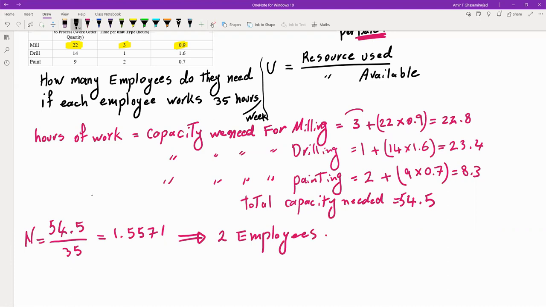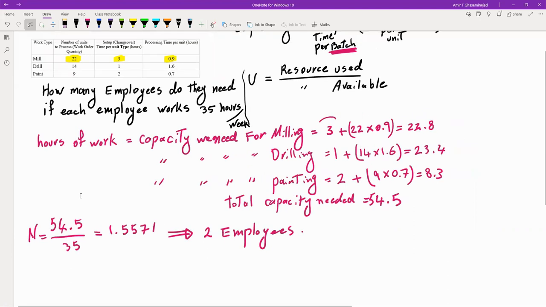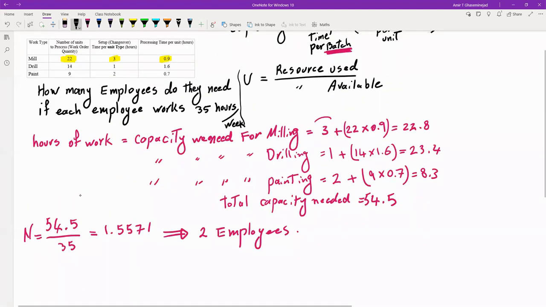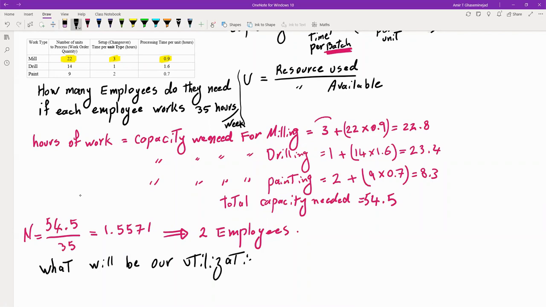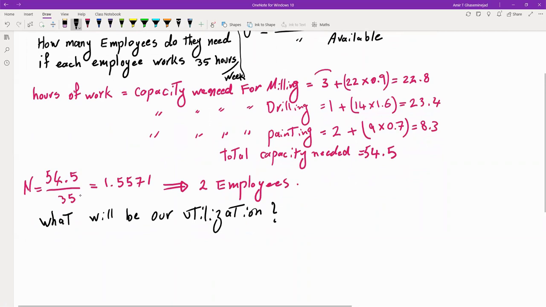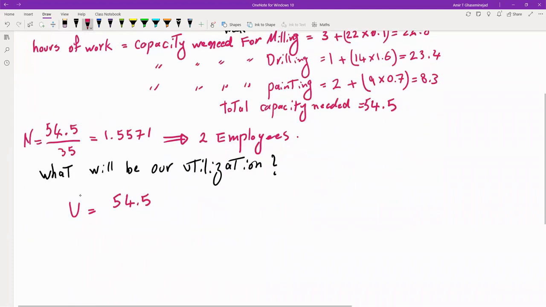Now, the next part of these kinds of questions always asks a question about utilization. Notice that, of course, when we hire 2 employees, because we need more than 1 employee, then the utilization will not be 100%. What will be our utilization? And now to answer that, utilization is what we use. We will use 54.5, remember the formula, divided by the capacity that we have. 70 hours. Yes, exactly.